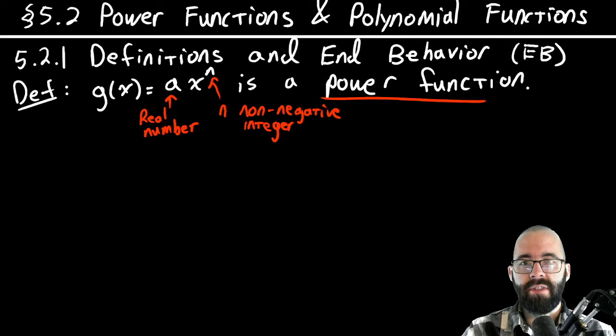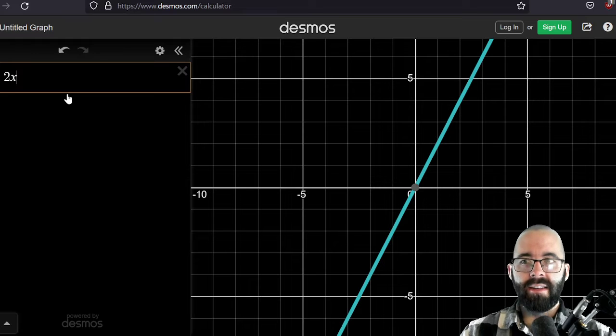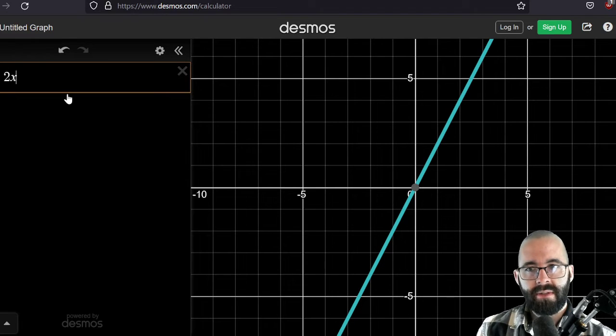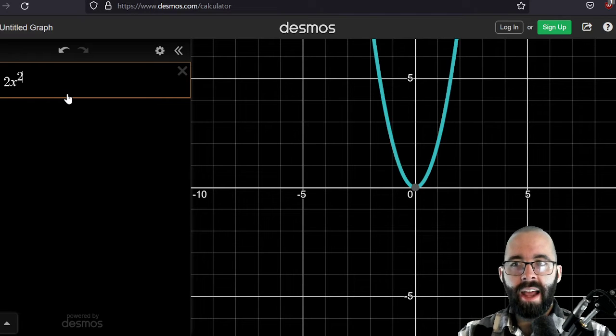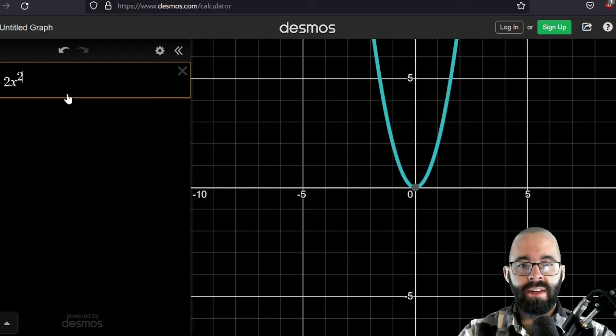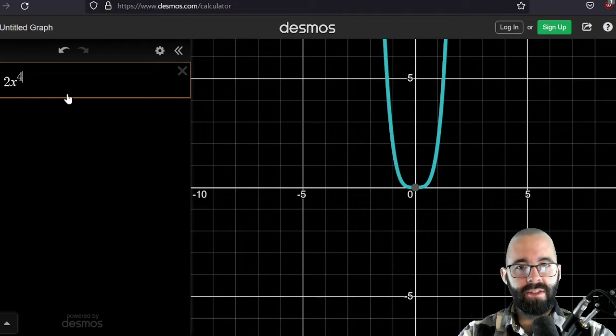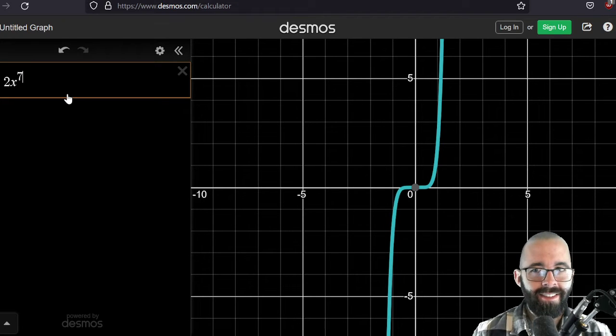So we've seen power functions before. Let's look at some again. 2x, this is technically a power function. It's also a line, but that's with n equals 1. N could be 2. 2x squared, this is also a power function. 2x cubed is a power function, to the 4th, to the 5th, to the 6th, to the 7th, what's happening?